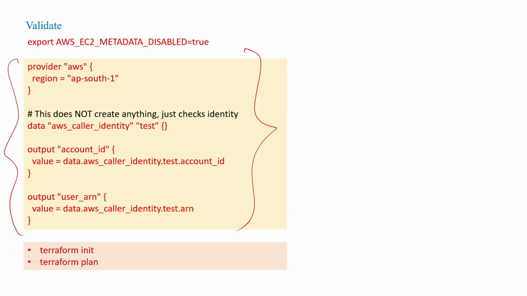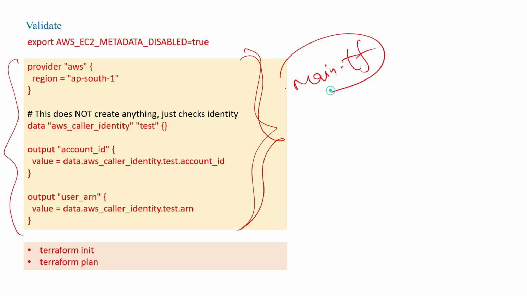For that, you just need to create a small file with this content. The file name will be main.tf. In this file we are going to add this content, and then we'll run two commands, terraform init and terraform plan. What these commands do, we have already covered in the previous session. This one is for the initialization of Terraform, and this one is for the planning.